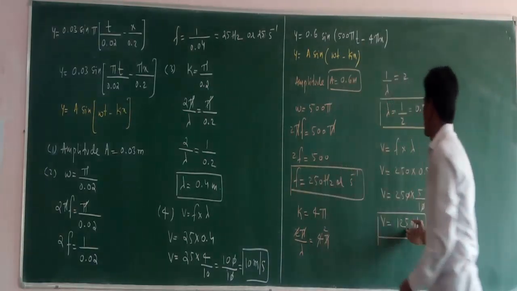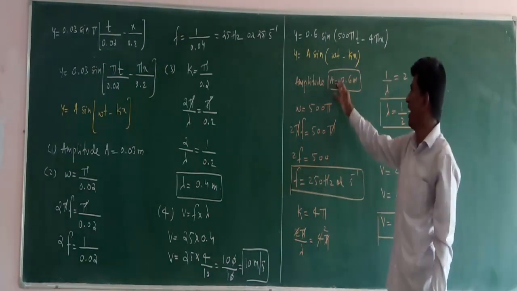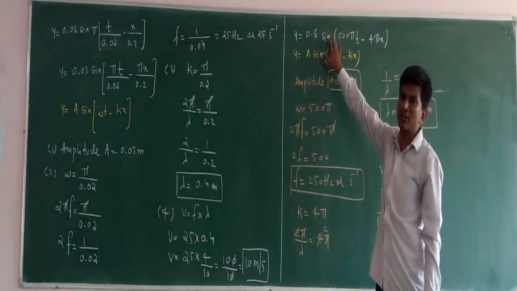This is the velocity, wavelength, frequency, and amplitude of this progressive wave.